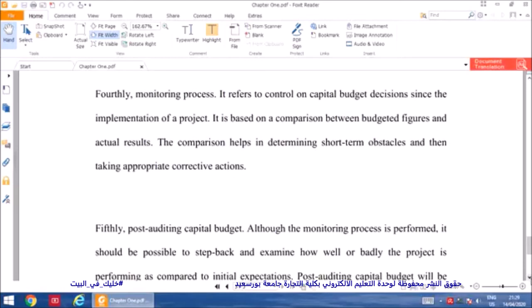Fourthly, the monitoring process. Monitoring refers to control over the capital budget decision since the implementation of a project. It is based on a comparison between budgeted figures and actual results. The comparison helps in determining short-term obstacles and then taking appropriate corrective actions.